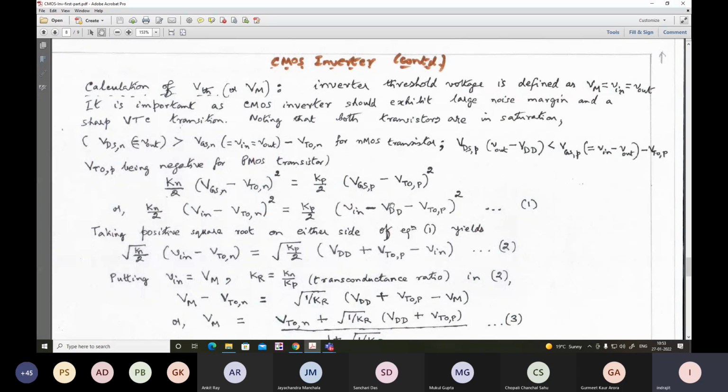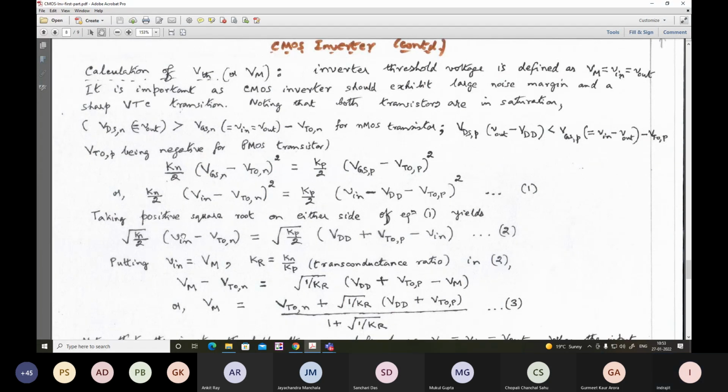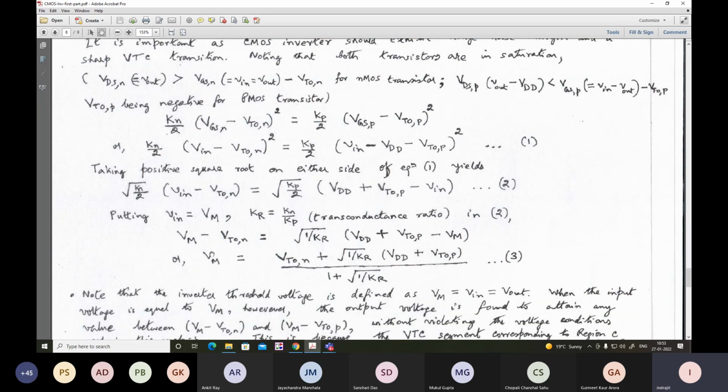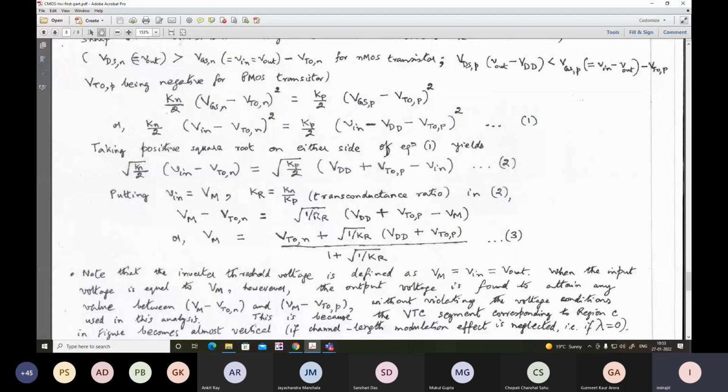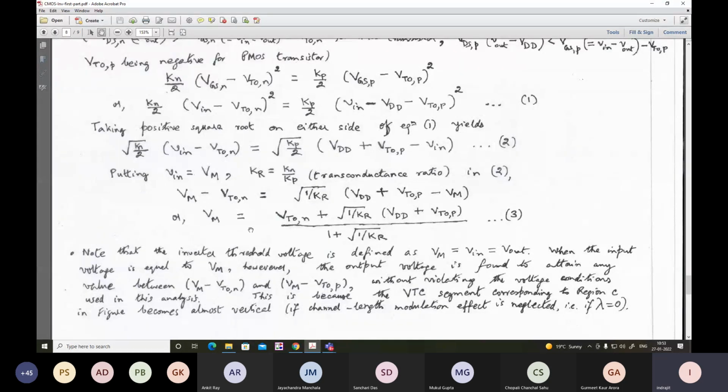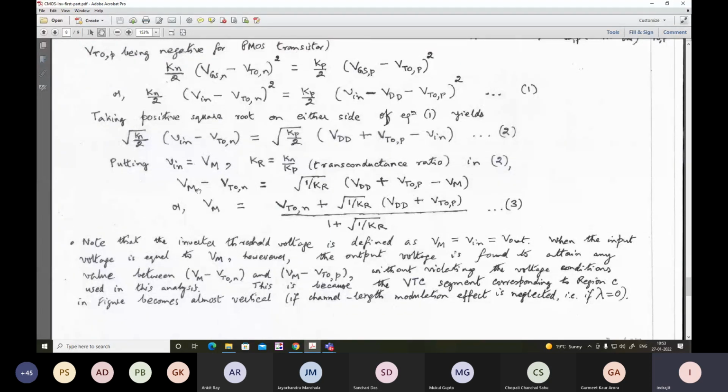Then you solve for V, taking the positive square root on either side. Then putting in V equal to Vm and K, the transconductance ratio, equal to Kn by Kp, we can write in this fashion. So this is the expression for the inverter switching threshold voltage. It is equal to the threshold voltage of the NMOS transistor plus root over 1 by Kr, where Kr equal to Kn by Kp, multiplied by VDD plus VTOP. Note that VTOP is a negative number, because it is the threshold voltage of a PMOS transistor, which is always negative.